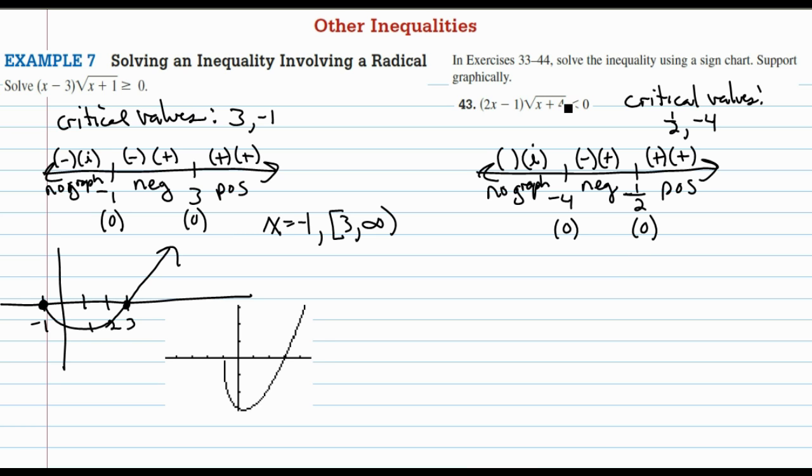So to answer the question, when is this less than 0? Oh, just less than 0? That would be between negative 4 and 1/2, but not including either one of those. And if you wanted to graph this and check to see if you were right with your negatives and positives, go right ahead.